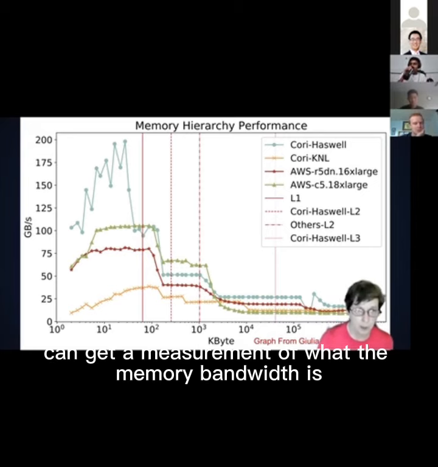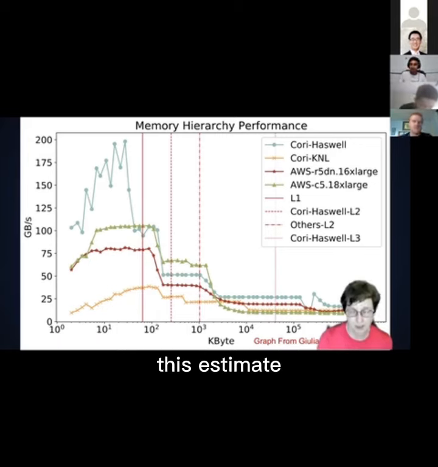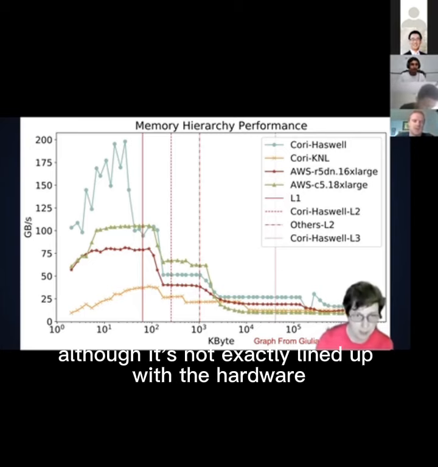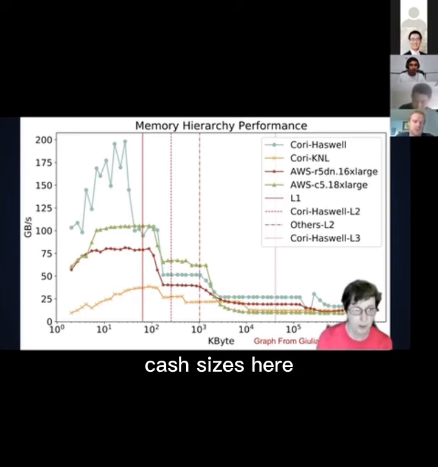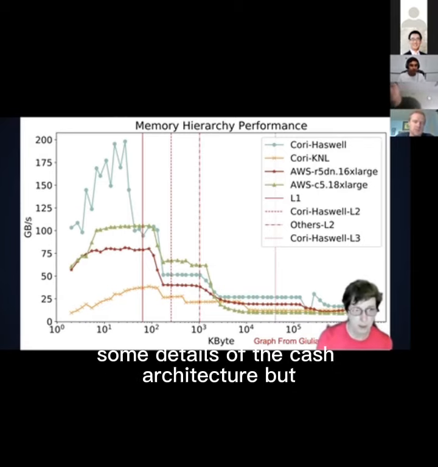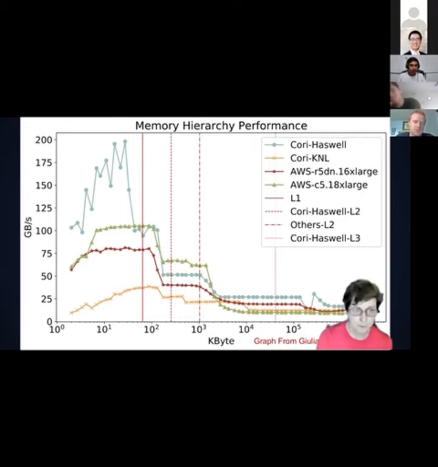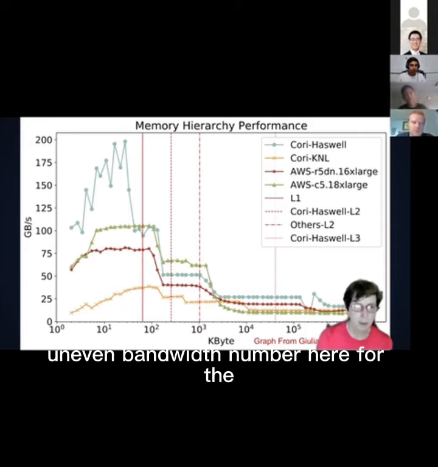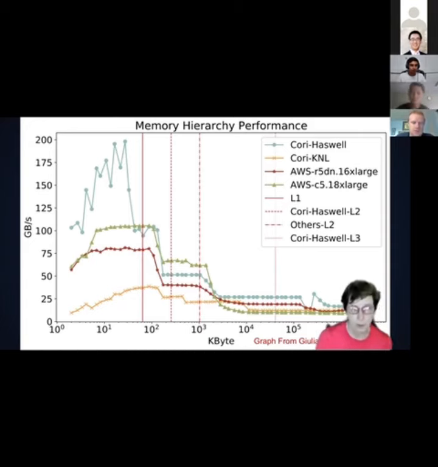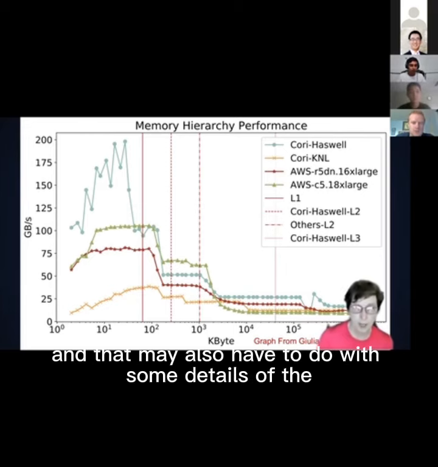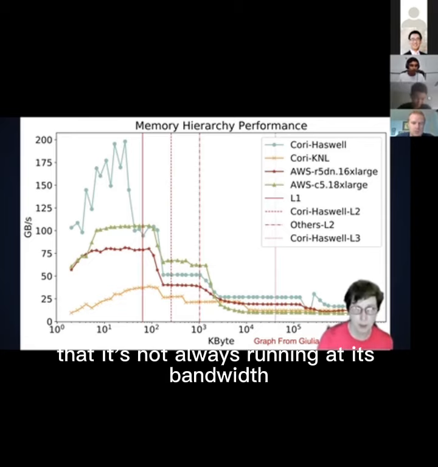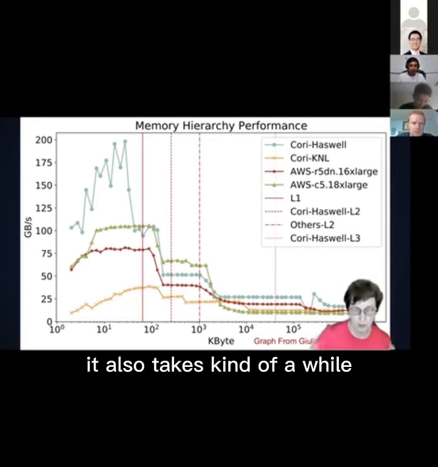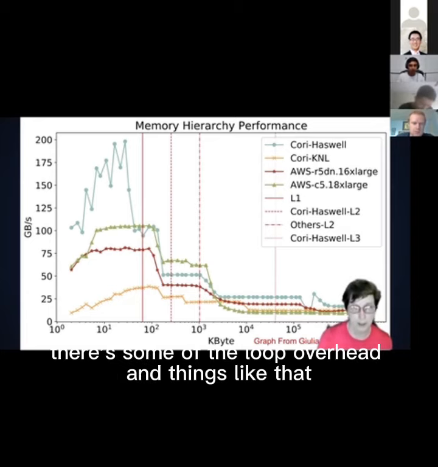And from this, you can get a measurement of what the memory bandwidth is, and you can also get an estimate of the cache sizes, although it's not exactly lined up with the hardware cache sizes here. And that can have to do with some details of the cache architecture. But you'll notice that the Cori Haswell system has a pretty uneven bandwidth number when the data is sitting in cache, and that may also have to do with some details of the cache structure, that it's not always running at its bandwidth. It also takes kind of a while. There's some loop overhead and things like that that may be interfering.